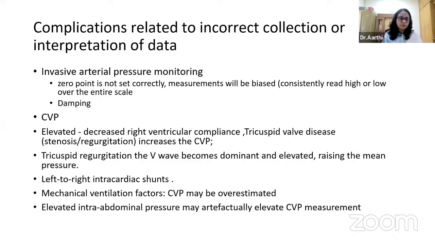And with respect to CVP, as I was telling you earlier, decreased right ventricular compliance and tricuspid valvular diseases increase the central venous pressures. In positive pressure ventilation also, central venous pressures are overestimated. And in patients with high intra-abdominal pressure, for example, in laparoscopic surgeries, the central venous pressures may be artifactually elevated.